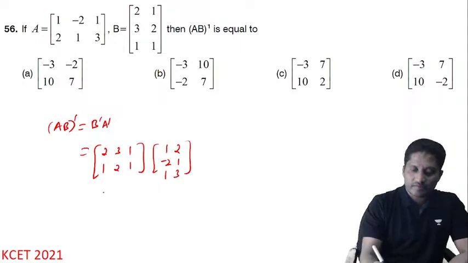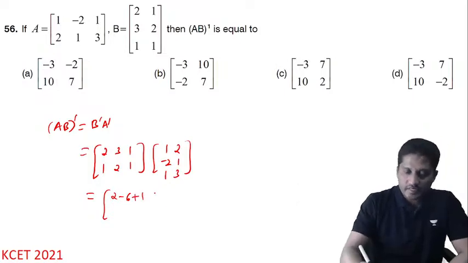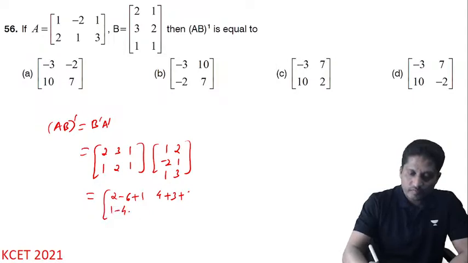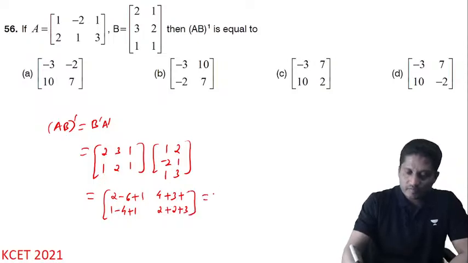Now let's multiply. First row, first column: you will get 2 - 6 + 1. First row, second column: 2 + 3 + 3. Second row, first column: 1 - 4 + 1. Second row, second column: you will get 2 + 2 + 3. So this is equal to the matrix [-3, 10; -2, 7]. Answer is option B.